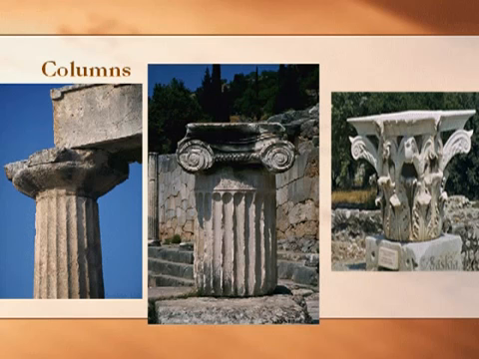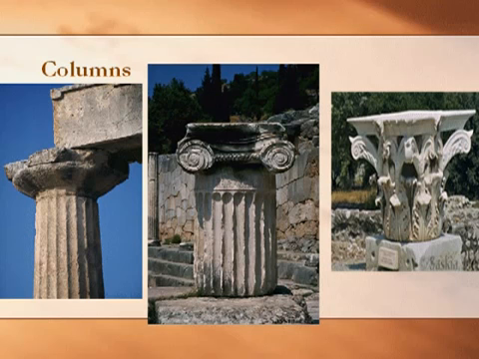The truest and most basic difference among the orders has to do with proportion. Doric columns, the ones on the left, for example, are thicker and shorter. Ionic columns are taller and slimmer, and those are the ones in the center. Corinthian is on the right-hand side.